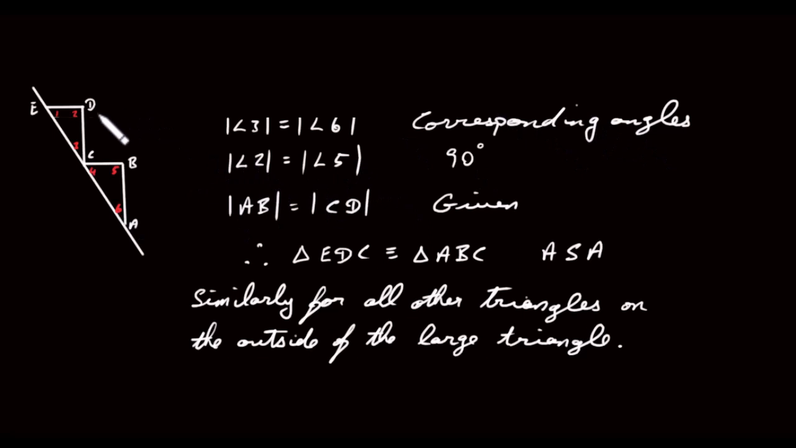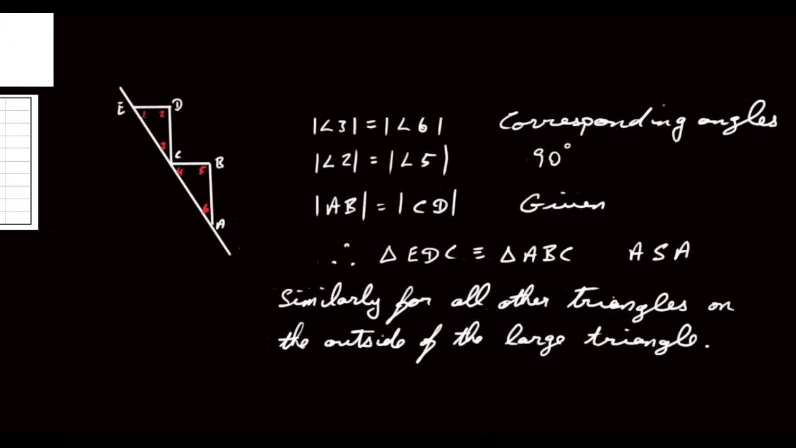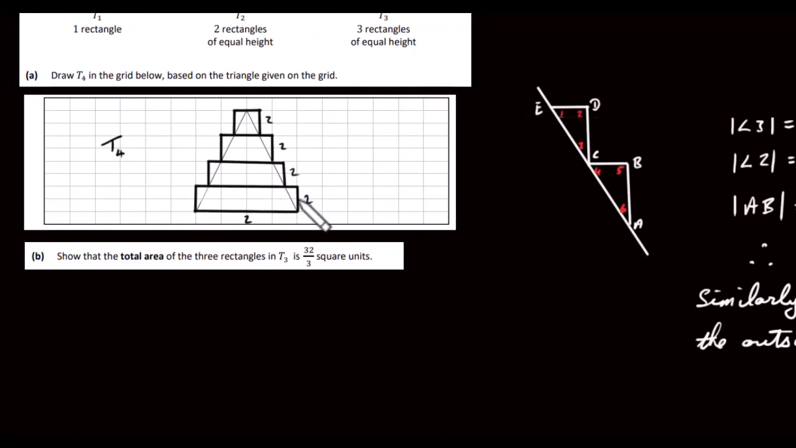Angle 2 and angle 5 are equal because they're 90 degrees, therefore the third angle must be equal as well, angles 1 and 4, angles in a triangle. But AB as well, this side here, is going to be equal to this side here. We're told that in the question. So therefore by angle side angle, these 2 triangles are congruent. And it's the same for all the other triangles. All these little triangles on the outside here, they're all congruent. So again, I'm not sure that it's necessary to do that, but anyway, it's done.